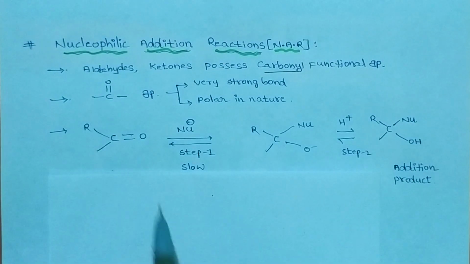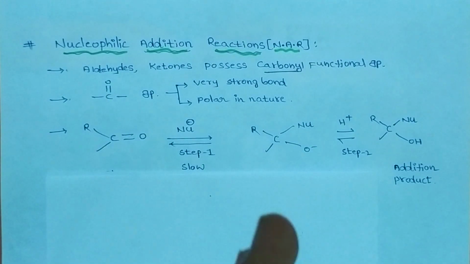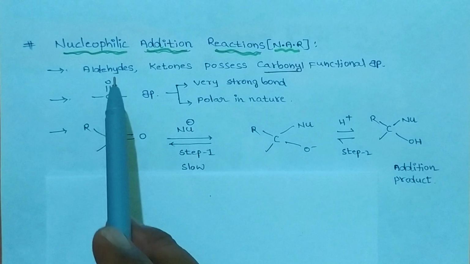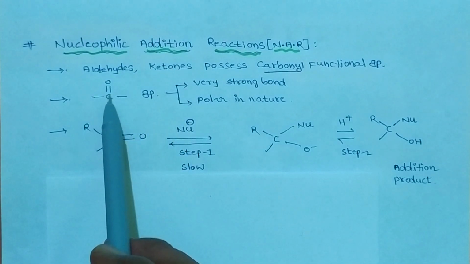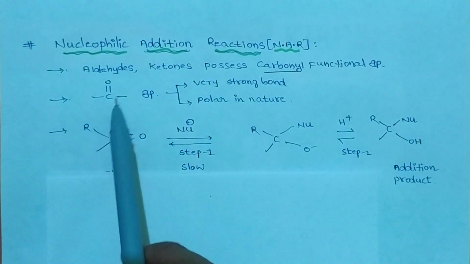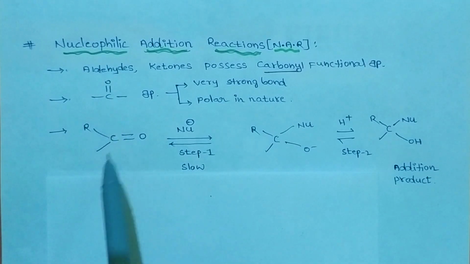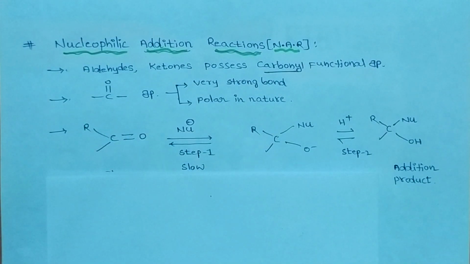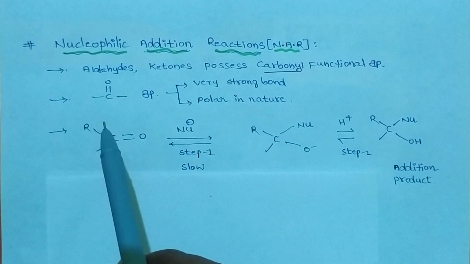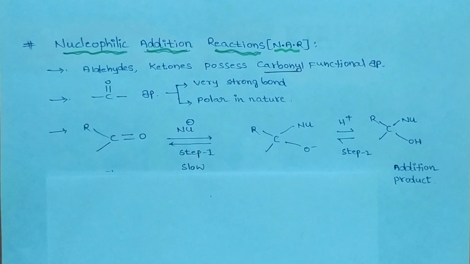What is a carbonyl functional group? The C double bond O group is called a carbonyl functional group. Aldehydes or ketones contain a CO group, so it is called a carbonyl group. This carbonyl group is a very strong bond because carbon and oxygen are small atoms making a double bond, and it is also polar in nature.